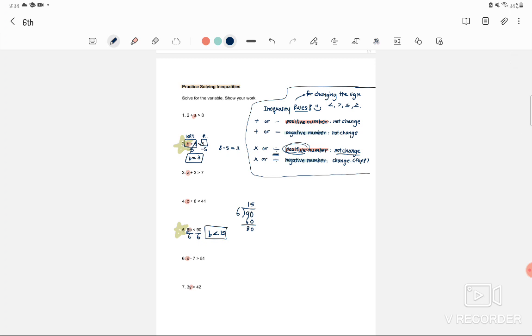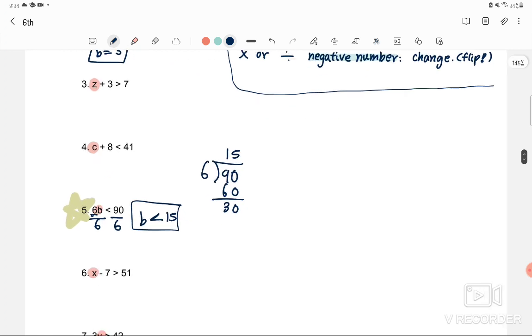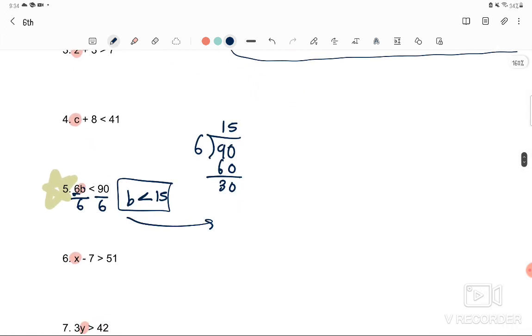However, if you're dividing by a negative number, let's say it was -6p is less than 90. You have to divide by -6 in order to cancel out the -6 in front of the p. So you're dividing by -6, so p, change the direction, and -15.